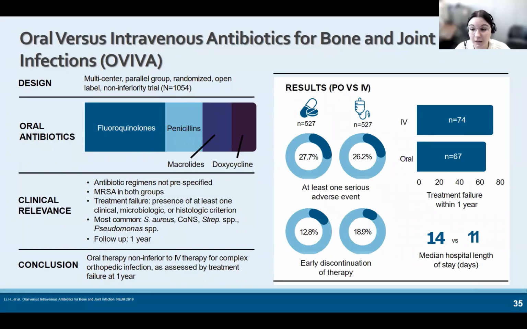Overall, the median hospital length of stay was actually 14 days in the oral group and 11 days in the IV group, which was surprising because it was hypothesized that treatment with oral antibiotics may lead to a shorter length of stay. However, the outcome was statistically significant for a longer duration of stay with the oral antibiotics here. Most common orals that were used were fluoroquinolones, penicillins, macrolides, and doxycycline. This landmark trial really concluded that the oral antibiotic therapy was non-inferior to IV antibiotic therapy for complex orthopedic infections when treated for at least 6 weeks.